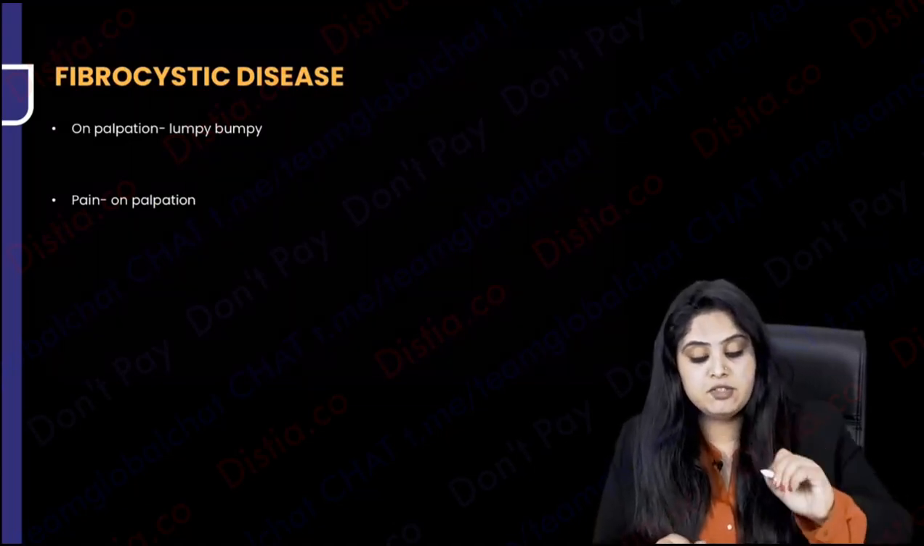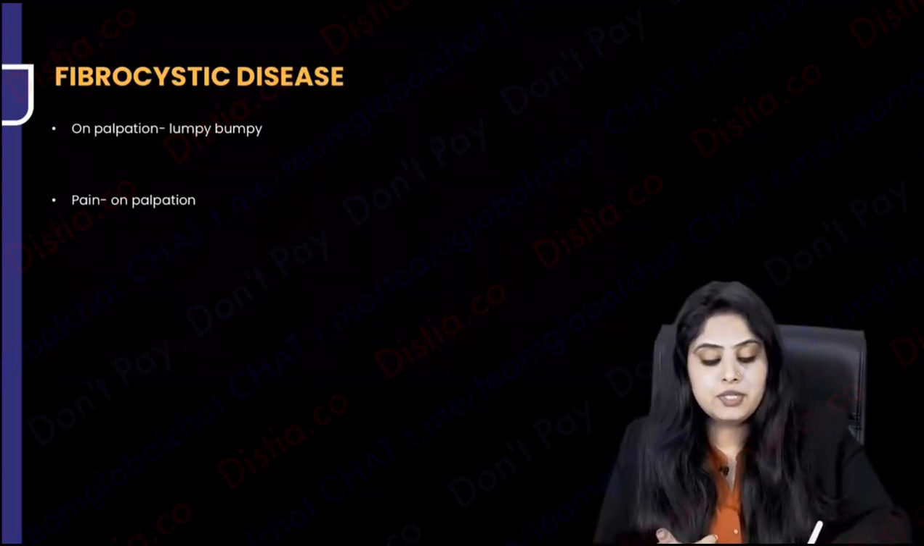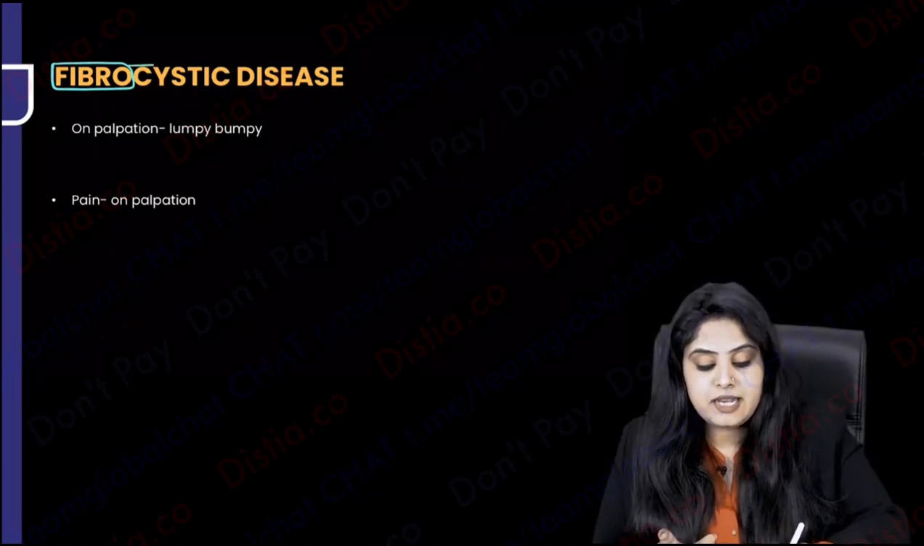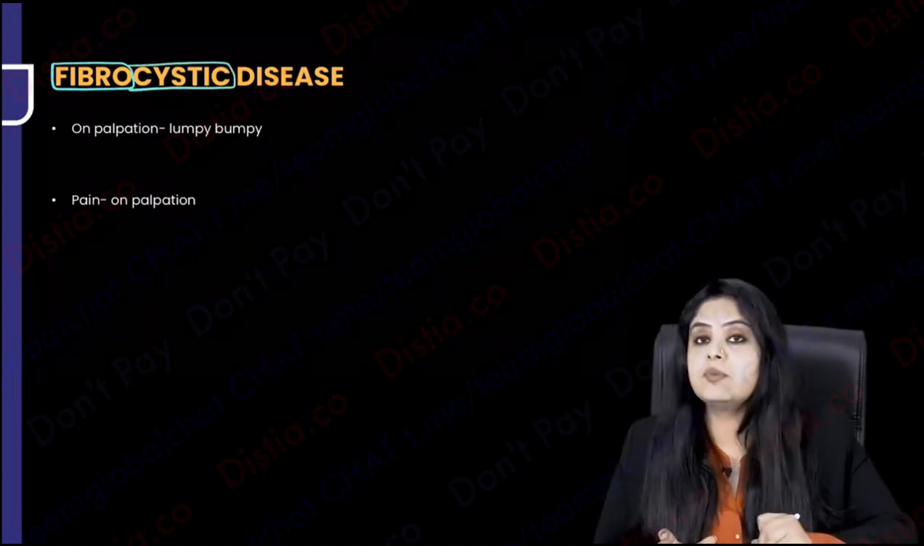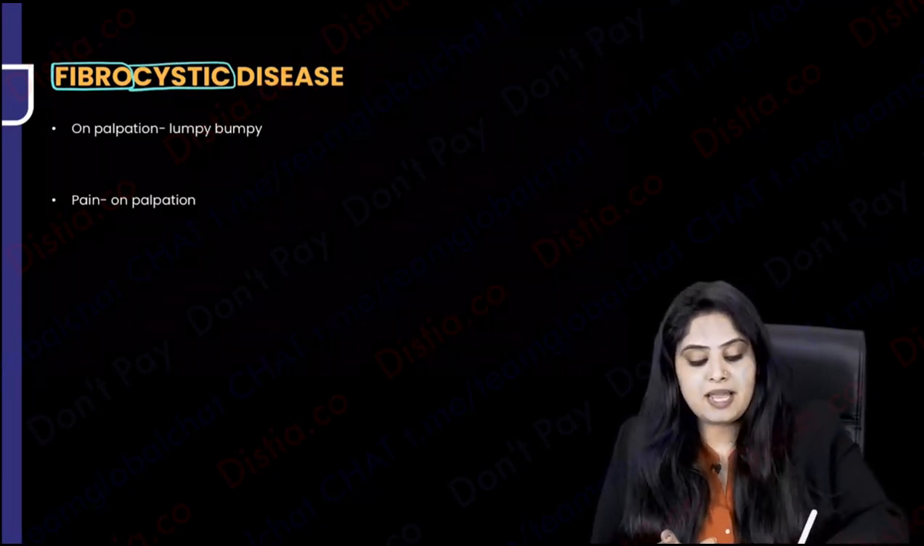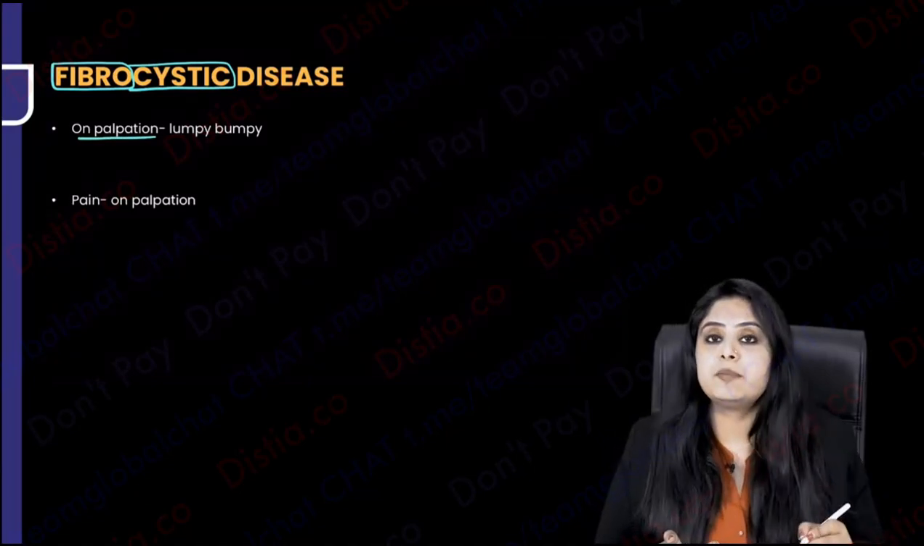So obviously, if I just go and look at the word out here, there is an element of fibrosis that I will talk about. There is an element of cystic that I'm talking about, right? So there's fibrosis, there's cystic, that is okay. So firstly, when I palpate, how do I analyze that it is a fibrocystic disease?